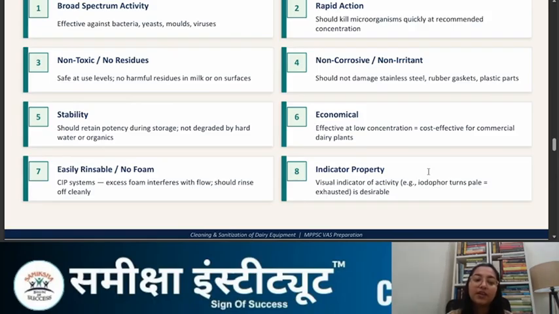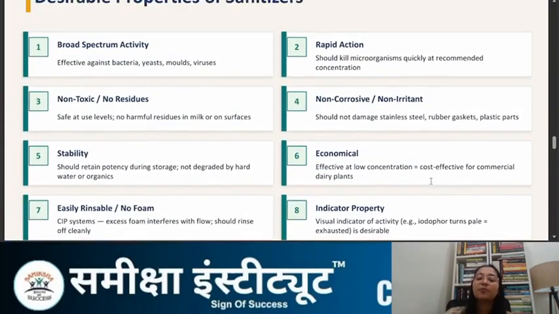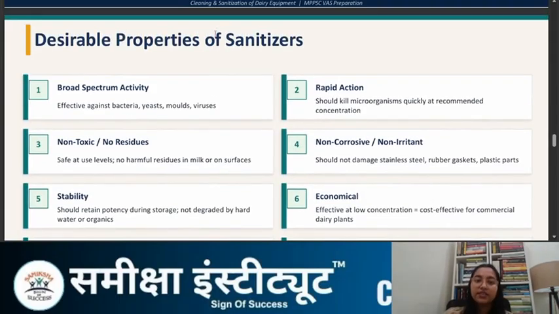They should not form any foam. Cleaning in place systems use excess foam, which interferes with flow. They should be easily rinsed off. Then lastly, they should also have an indicator property, so that we know they are acting, that their efficiency is there, that they are effective. A visual indicator of activity, like the iodophor will turn pale when it exerts its effect. That is very desirable, so that we can know that the end point has been reached and they are able to exert their effect. These are all the properties of good detergents, good sanitizers.